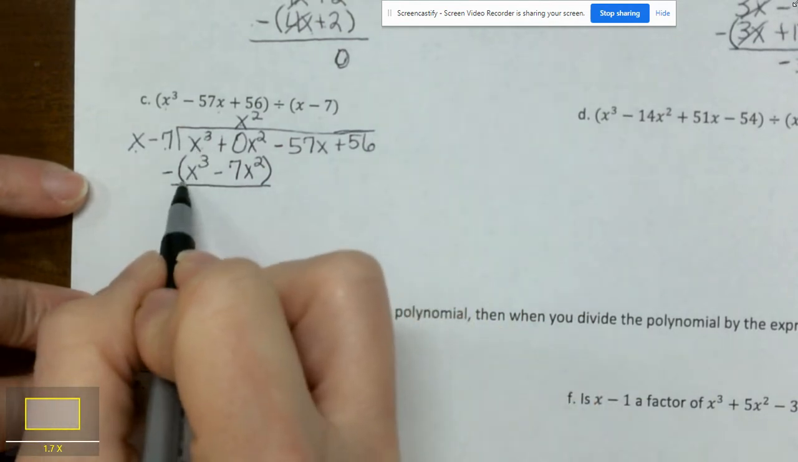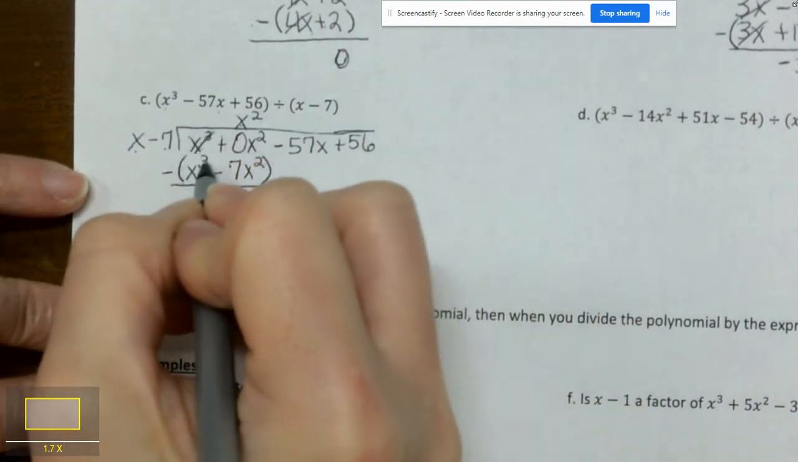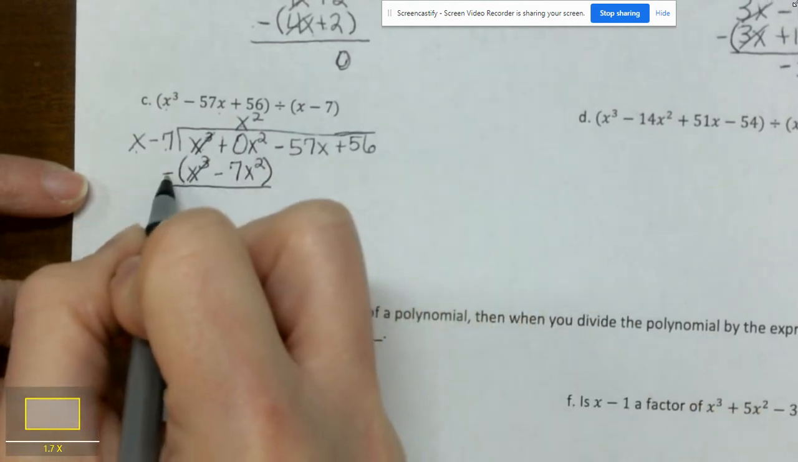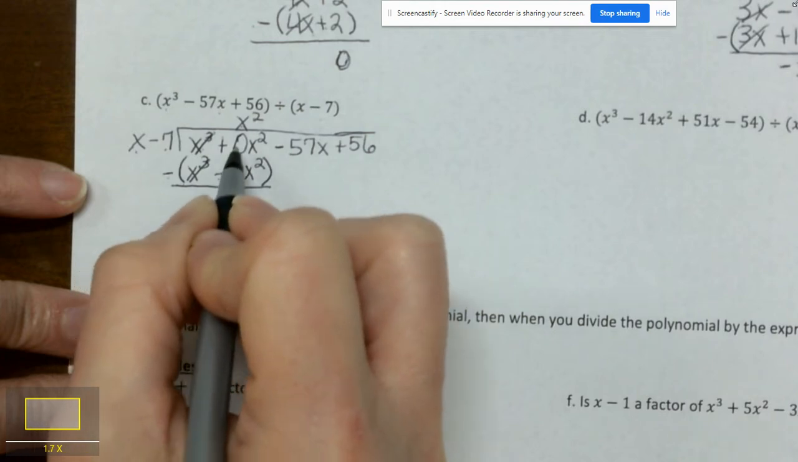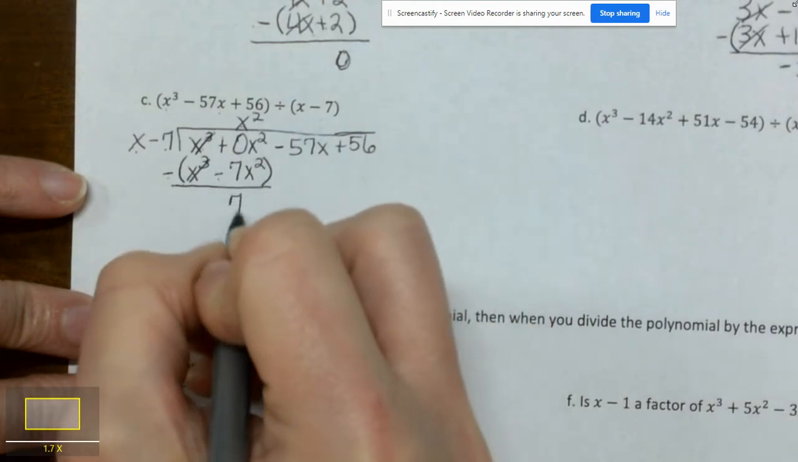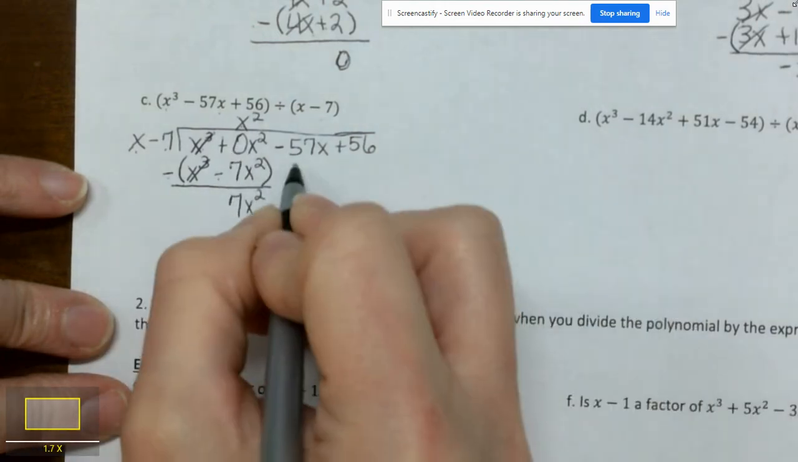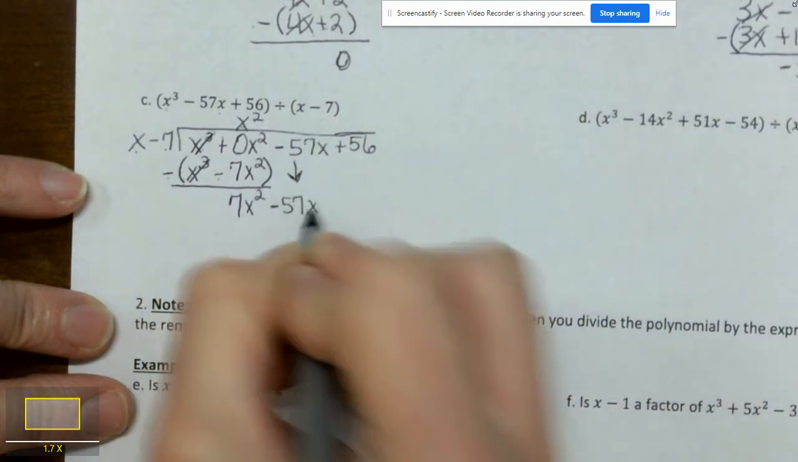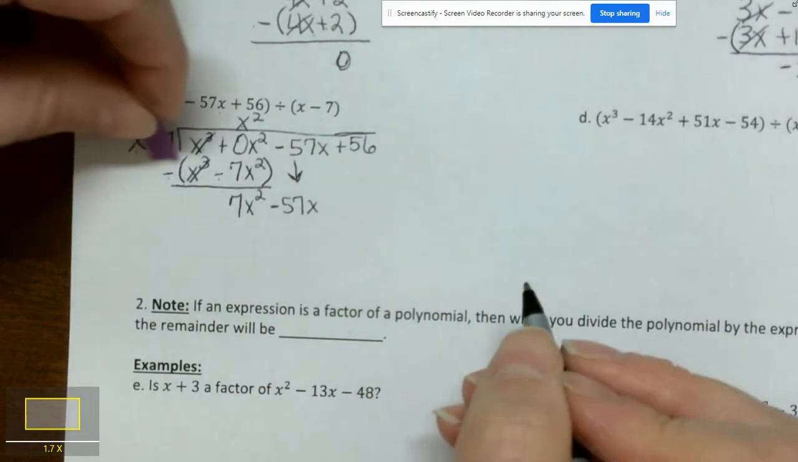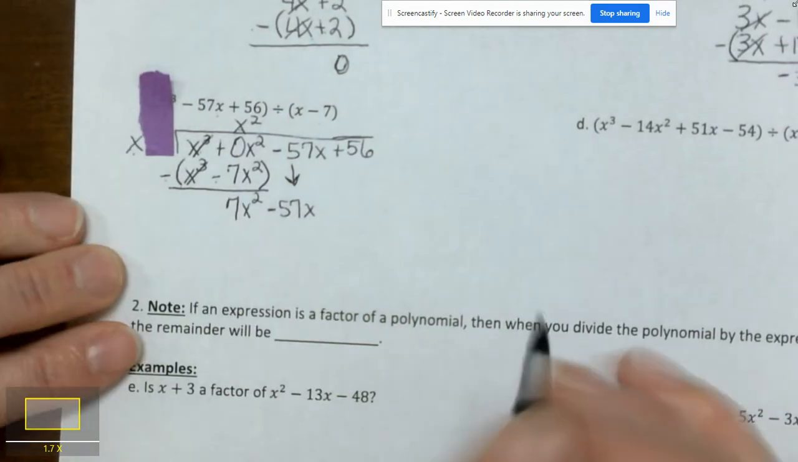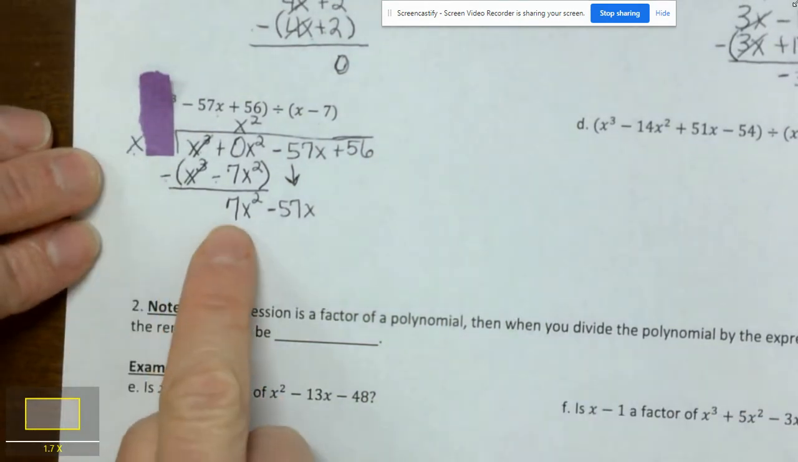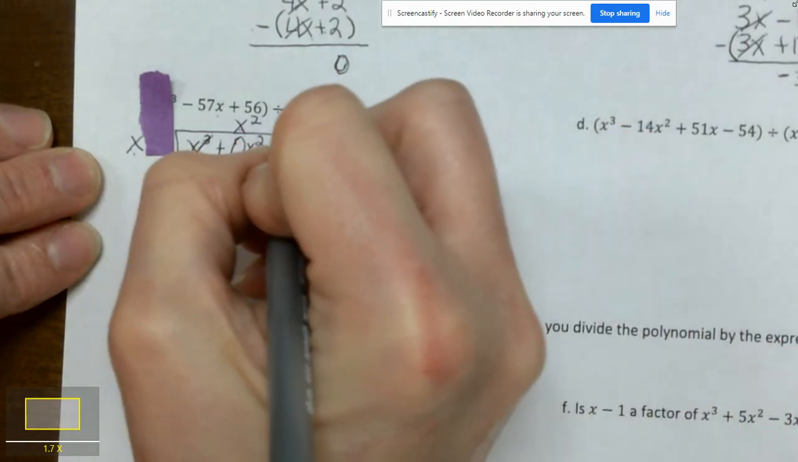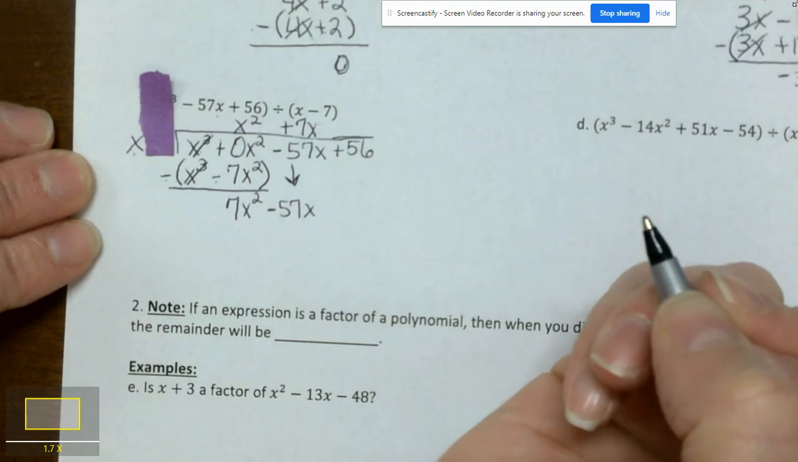X cubed minus x cubed, that goes away, that's 0. 0 minus a negative, that's plus. So 0 plus 7 is going to be 7x squared. And then I'm going to pull down that next piece, minus 57x. Okay, I'm going to cover up that 7. X times what is 7x squared? Well, that would be a plus 7x.